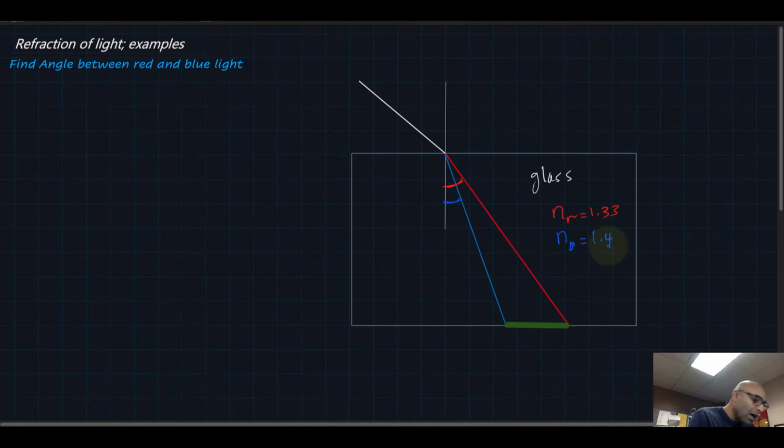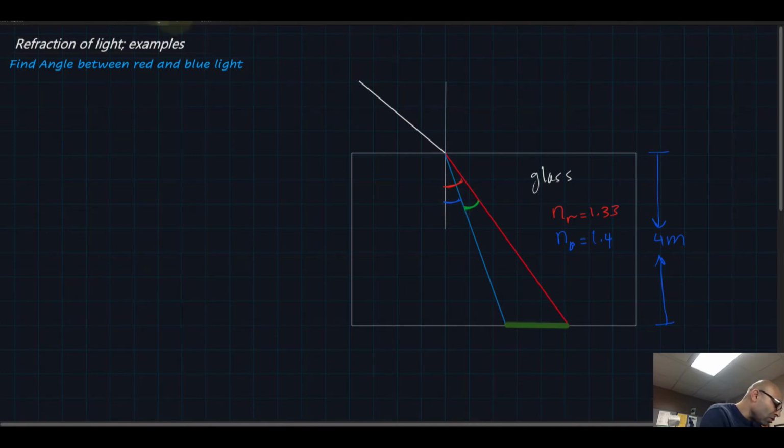I need to mention that this distance here for this glass block is 4 meters. So the first part of this question is to find the angle between the red and the blue light, and this is what we're looking for. So first of all, the strategy is to find the refraction angle for the red, and then find the refraction angle for the blue and subtract the blue from the red.